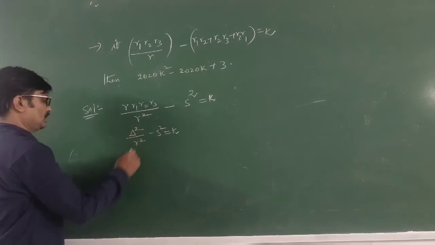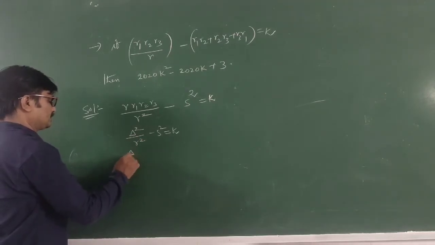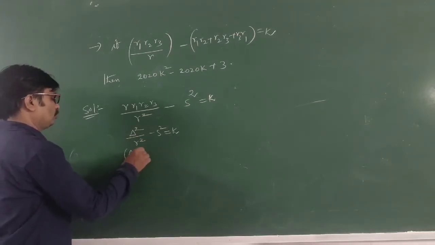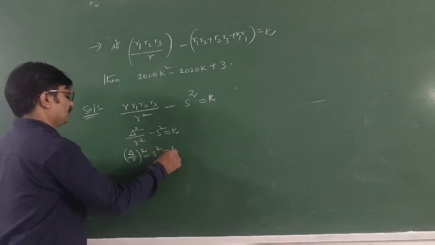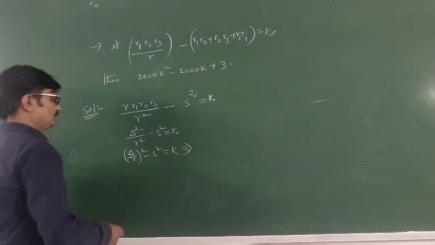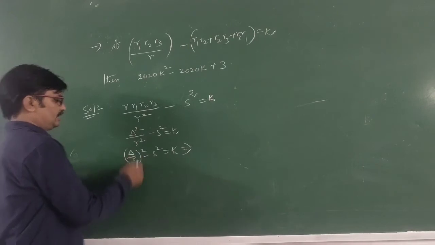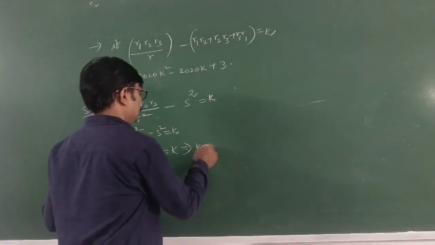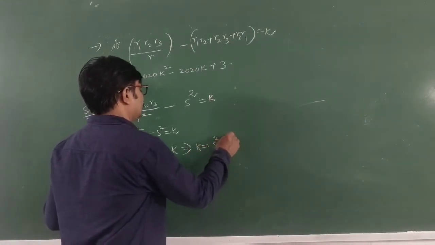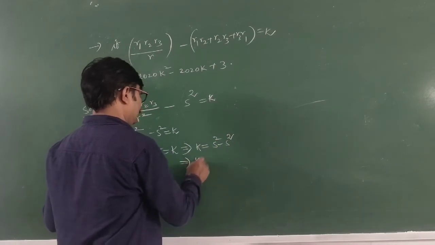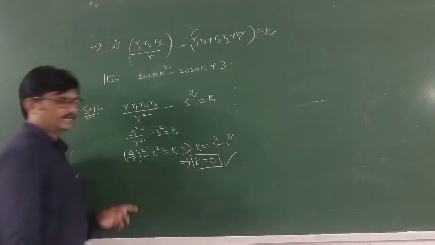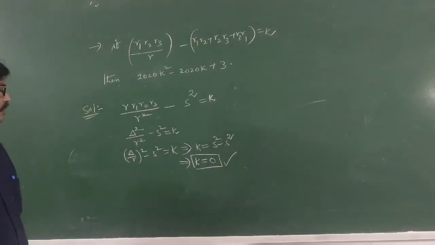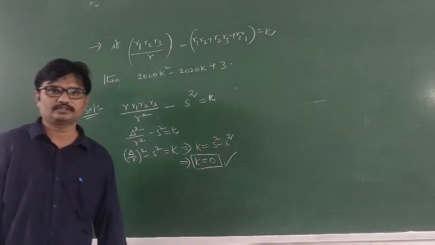My dear students, this we can also write as delta by r whole square minus S square equal to K. Delta by r is S. That is S square minus S square, that is 0. S square minus S square is 0. Okay students?